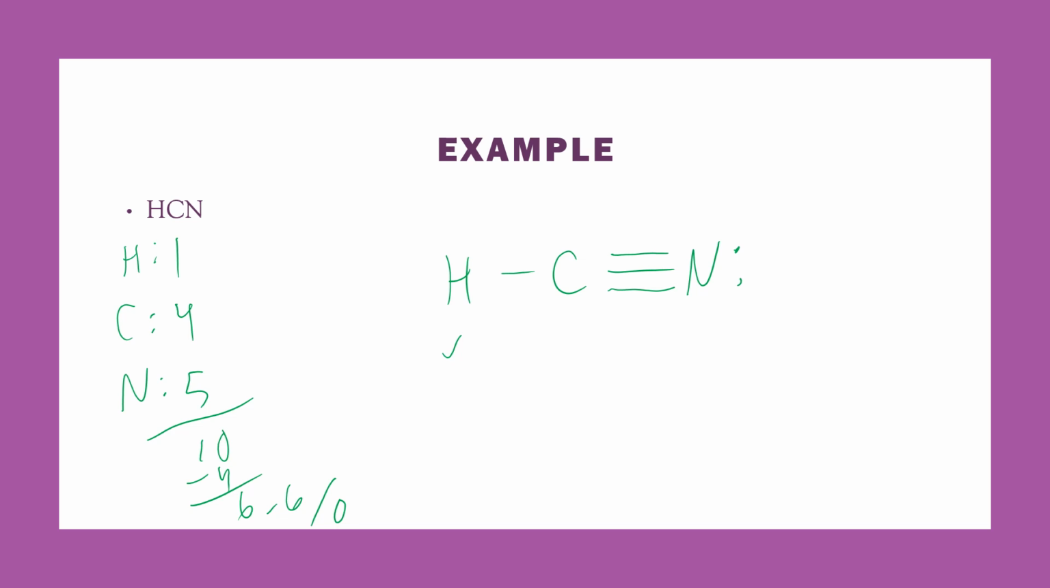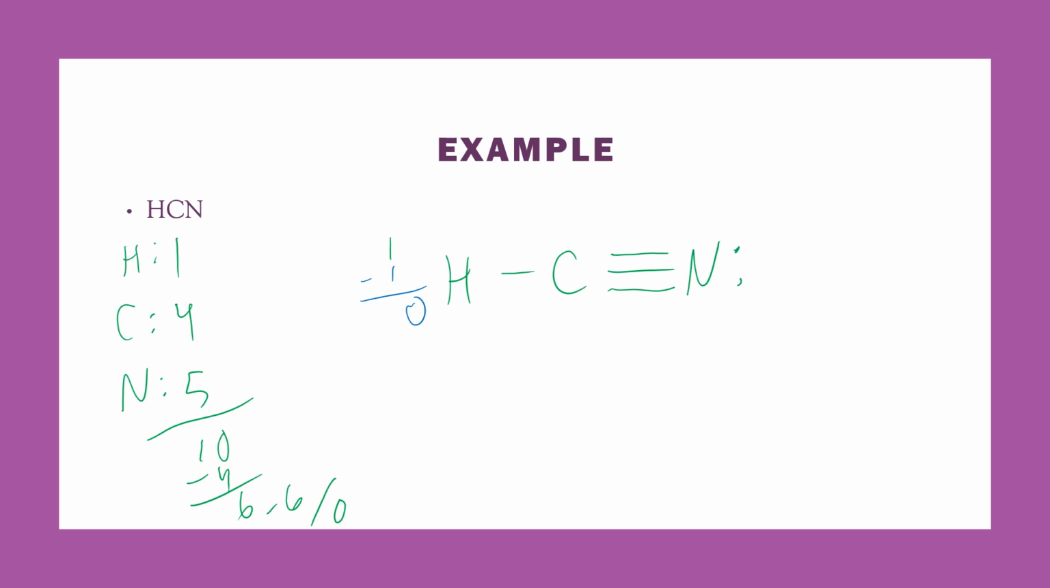Let's go ahead and check the formal charges here. Well, let's start with hydrogen. Hydrogen normally has 1 valence electron, and right now it has just 1 bond. So that means there's 1 electron assigned to it, and when we subtract, we get a formal charge of 0.